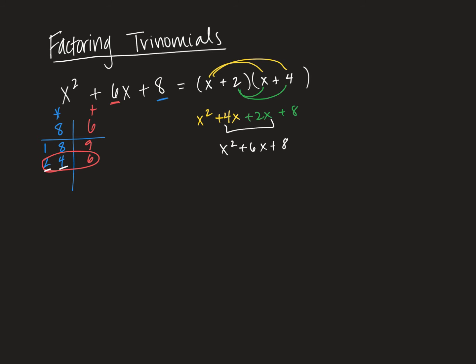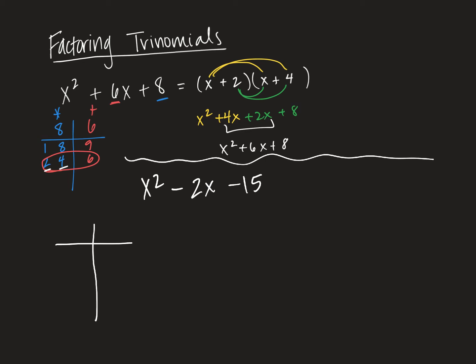Sometimes they're a little bit trickier though. Sometimes we don't have all positive numbers. So let's look at one where we've got a mixture. I'm going to do the same strategy. I'm going to make a T-chart, and I'm going to take the factors of negative 15, and I'm going to want to add those up to give me negative 2.